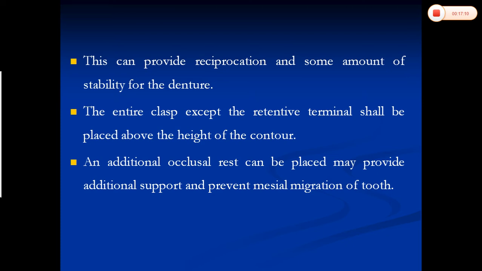This can provide reciprocation and some amount of stability. Because of this entire coverage, you have more reciprocation and stability. The entire clasp except the retentive terminal shall be placed above the height of contour. An additional occlusal rest can be placed to provide additional support and prevent mesial migration of the tooth.